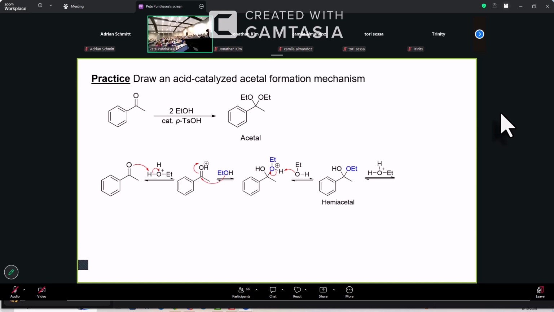So this one has to leave. If you want to make it leave, you protonate it. That's a much better leaving group. pKa 16, go down to pKa negative 1.7. Much better leaving group. All right, next step.